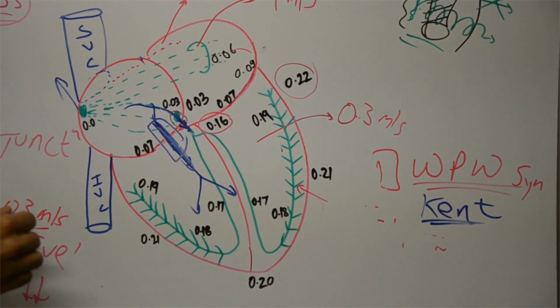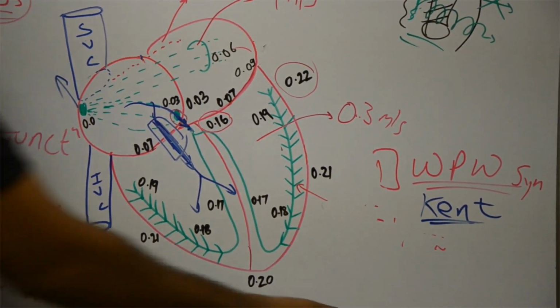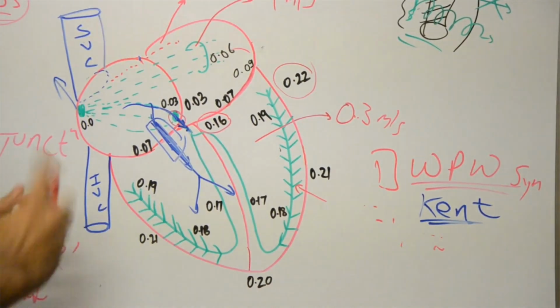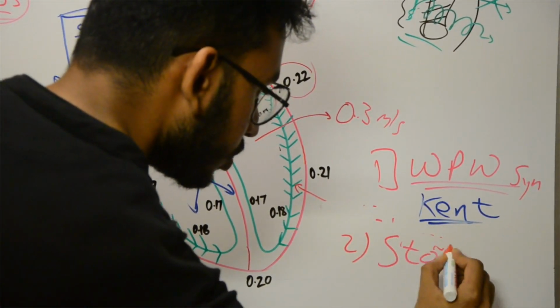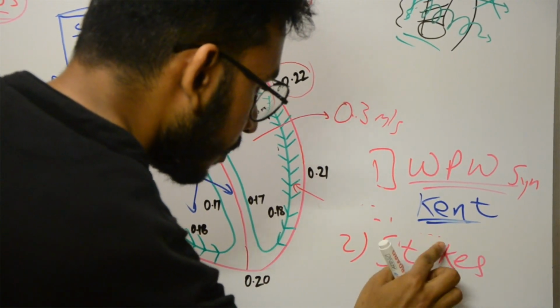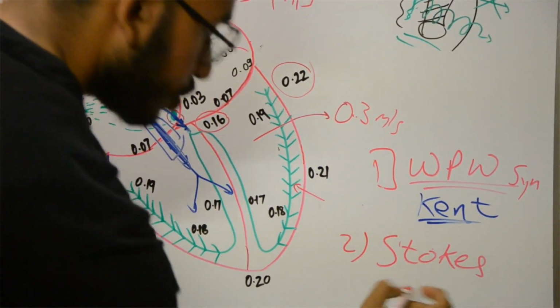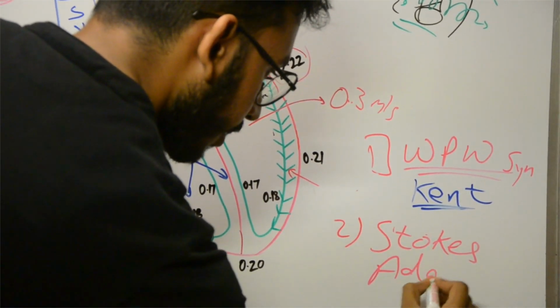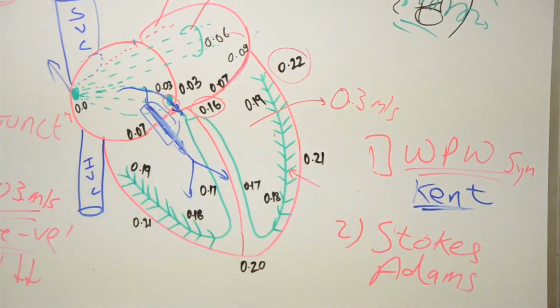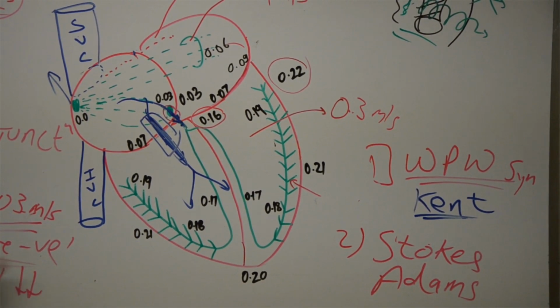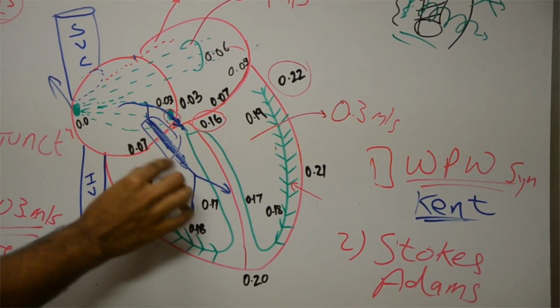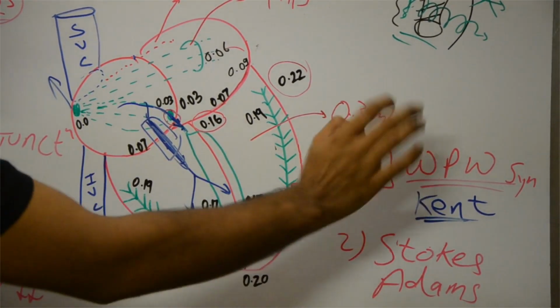Now there is a second clinical condition that also has a fancy name, but it is also really very simple, and the name is Stokes-Adams syndrome. It is known as Stokes-Adams syndrome. Now what happens here? Here there is no extra connection. This extra connection is for Wolff-Parkinson-White.